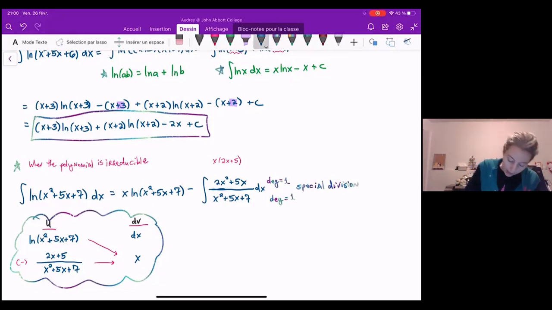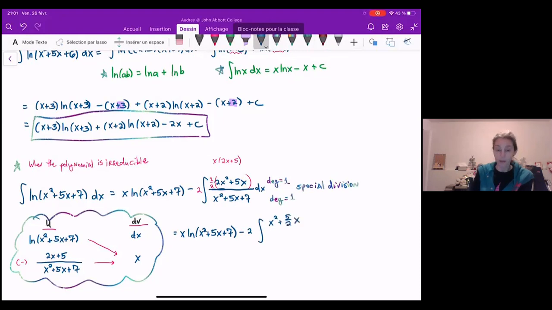So I get that this is equal to x ln of x squared plus 5x plus 7 minus, now I'm going to multiply by a 1/2 on the inside to turn that 2x squared into an x squared, and I'm going to multiply by 2 on the outside. So I'll get minus 2, the integral of x squared plus 5 over 2x. That 1/2 got distributed to both of my things there. And then all of this divided by x squared plus 5x plus 7.